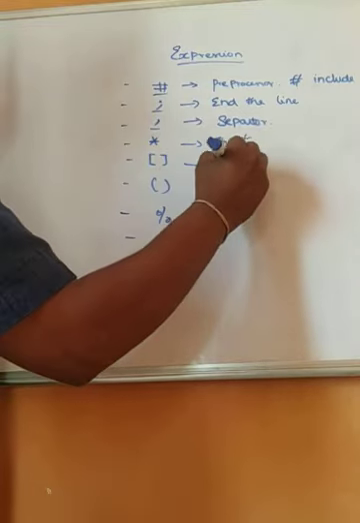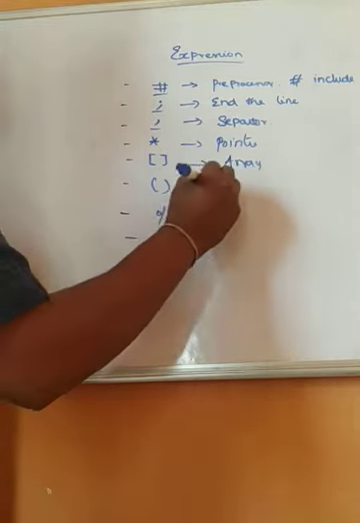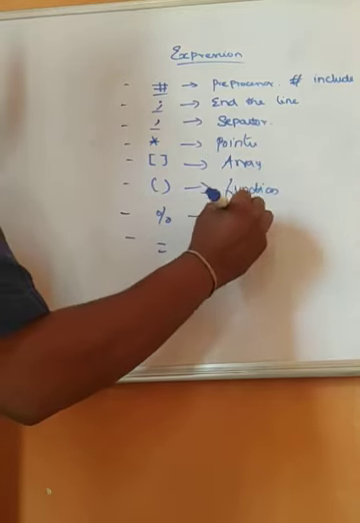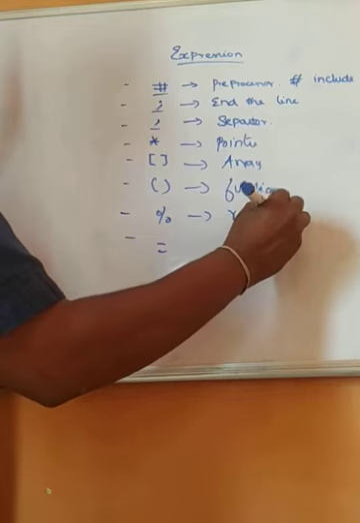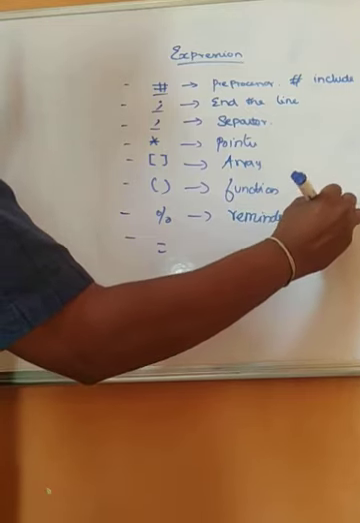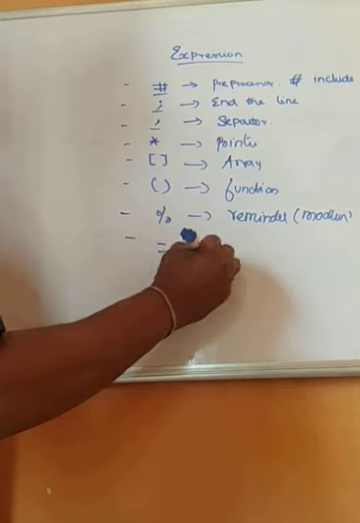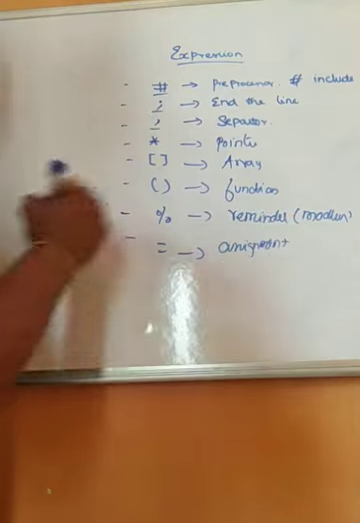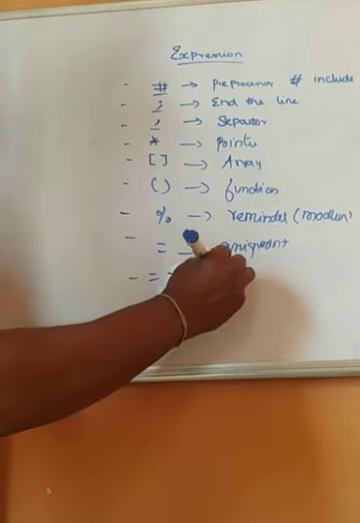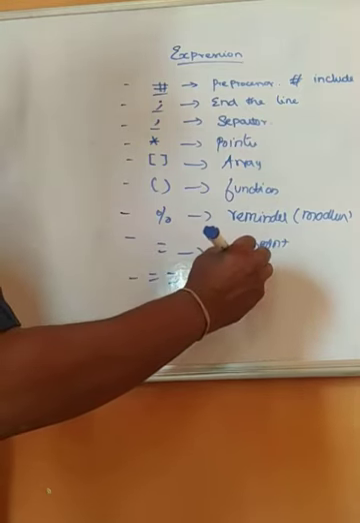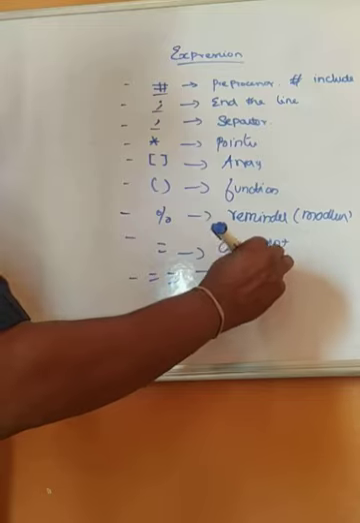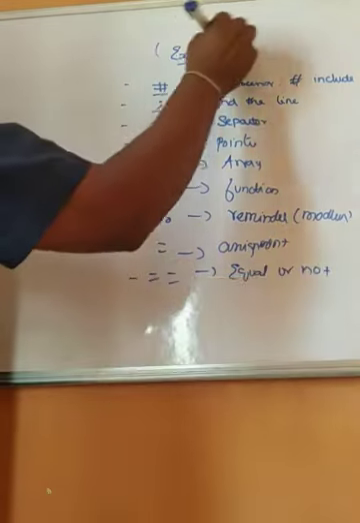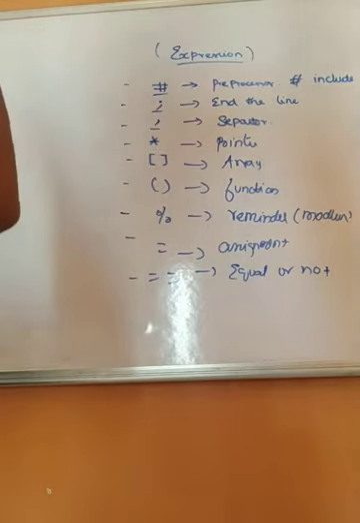And this we call it an array. And this is used for function. And this is used to find the remainder. That we call modulus. And this one is the assignment operator. To assign a value I have to use equals, and double equals is used to check whether values are equal or not. So these are some expressions which I will be using in C++.